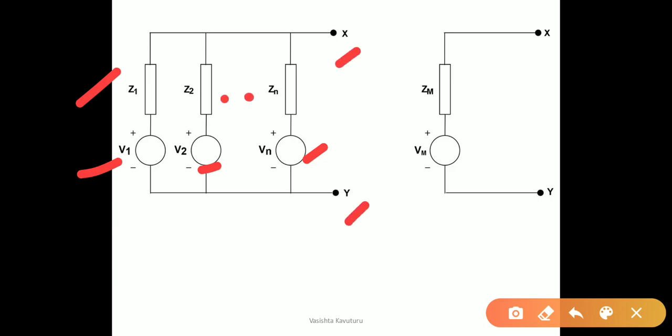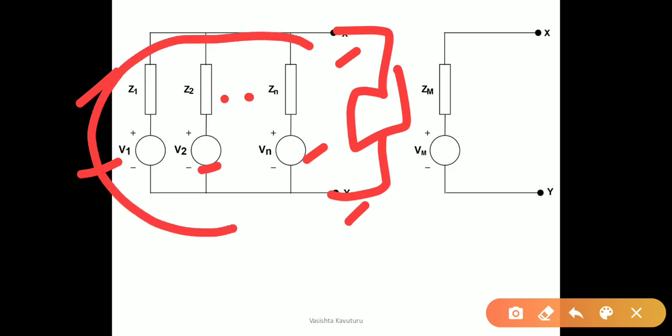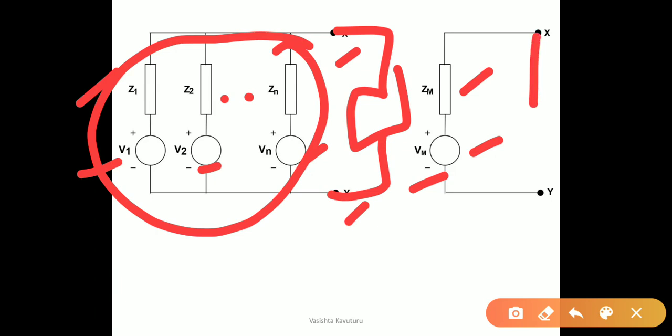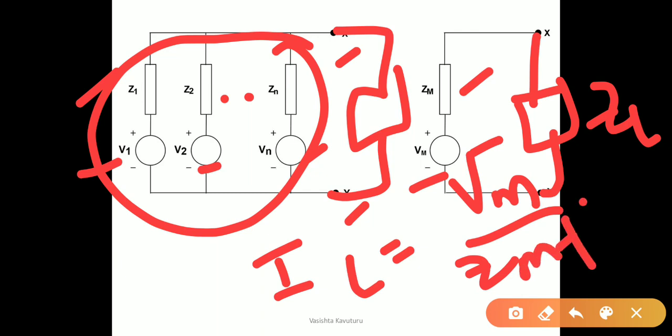Let the open terminals be X and Y, where we are connecting a load. Here the load is not connected yet. If we connect a load here, we can find the load current. This entire network can be replaced with a single voltage source of magnitude Vm with an internal impedance of Zm, connected at the two terminals X and Y with a load ZL. So we can calculate the load current by the formula Vm divided by Zm plus ZL. This is the formula for calculation of load current using Millman's theorem.